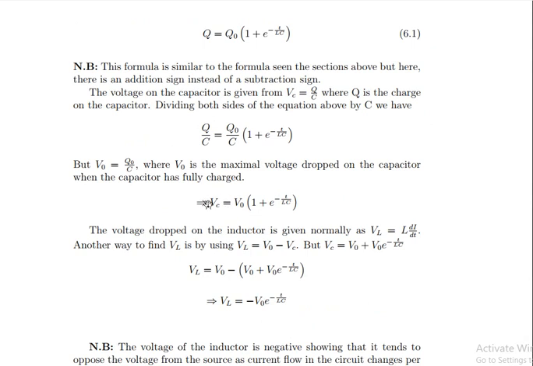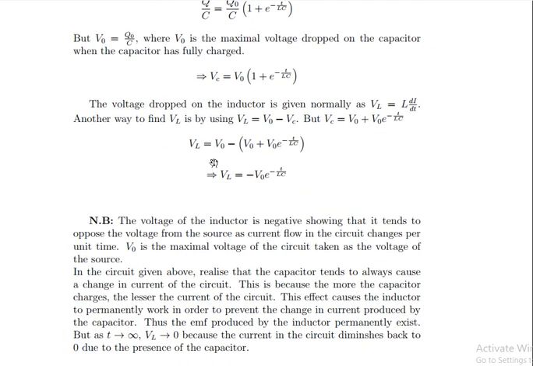So now the voltage on the capacitor is going to be VC equals V0 into 1 plus e raised to the power negative t over LC. And the voltage on the inductor is going to be negative V0 e raised to the power negative t all over LC.